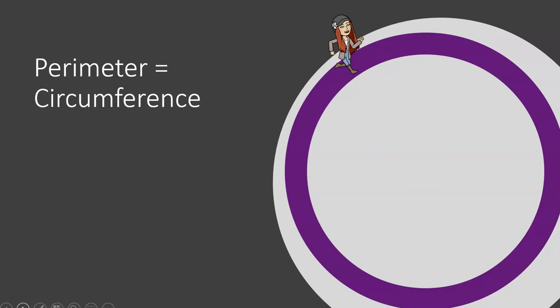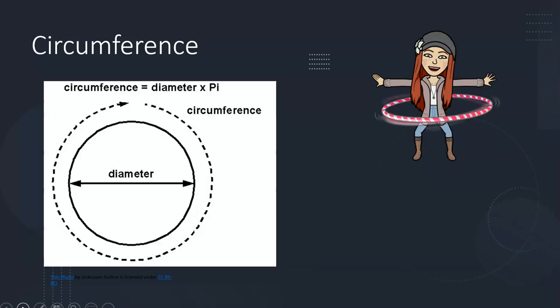Now, in a previous unit, we learned that the perimeter of a circle is actually called the circumference. So if you imagine me here, I'm running around the circumference of the circle, the perimeter of the circle, the outside edge of it, known as the circumference. We learned in a previous video that to find out the distance of the circumference of the circle, we multiplied the diameter by pi.